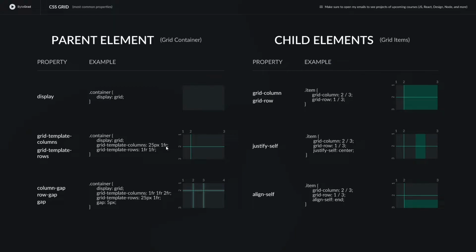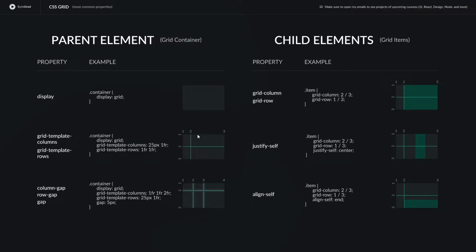This is something new. We don't use the fractional unit outside of CSS Grid, but basically what it means is how much of the available space it should take up. So first, the first column is going to take up 25 pixels, but then there is still some space left, right? That's the available space. And then with the fractional unit, we can determine how much of that available space this particular column, the second value, so the second column, should take up. And since this is the only column left competing for that available space, it's going to take up everything. And it works the same for the rows.